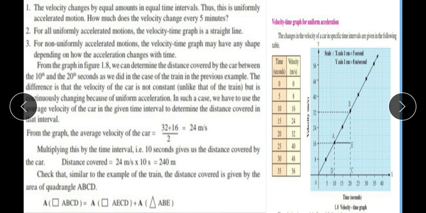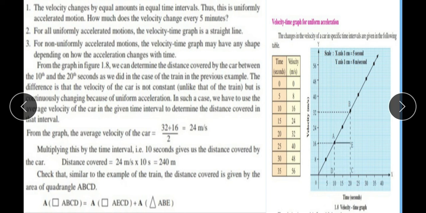Now from the graph, the average velocity of the car: the final velocity is 32 and the initial velocity is 16 meters per second. Adding and dividing by 2, we get 24 meters per second. So that is the average velocity of the car. Now multiplying this by the time interval of 10 seconds, between 10 and 20 seconds, the distance covered by the car is 24 meters per second, the average velocity, times 10 seconds, which gives 240 meters.